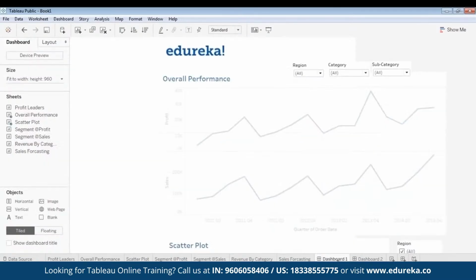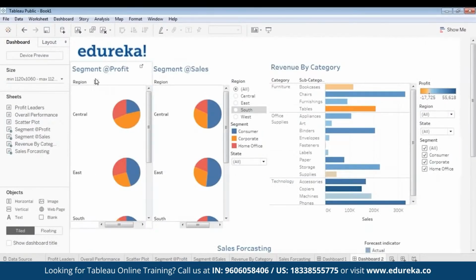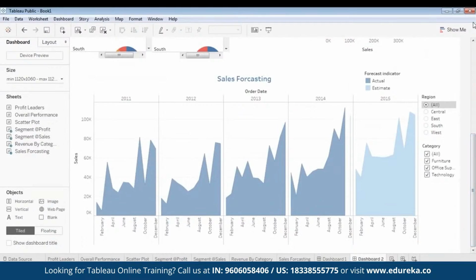And we created two dashboards. In the first dashboard, we gave our overall performance and the scatter plot. In the second dashboard, we gave the segment at the rate profit, segment at the rate sales, the revenue by category, and our sales forecasting. So we have come to the end of the session, guys, on this Tableau dashboard and Tableau tool interface.